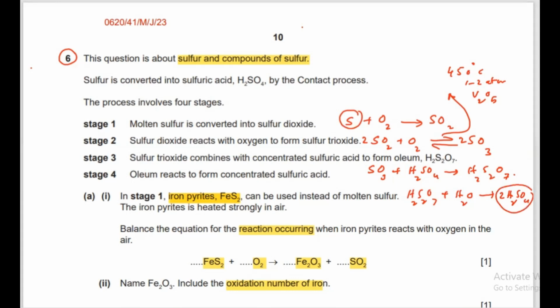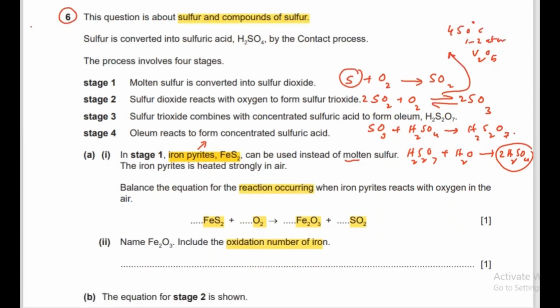Now look at the content of this question. In stage 1, iron pyrite, FeS2, can be used instead of molten sulfur. So this is another raw material which is used to get sulfur dioxide in the chemical industry, other than sulfur. Iron pyrite is heated strongly in the air. Balance the equation for the reaction occurring when iron pyrite reacts with oxygen in the air.